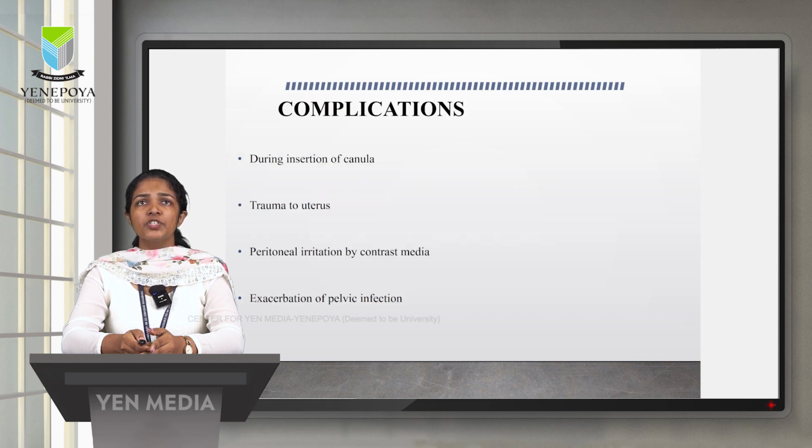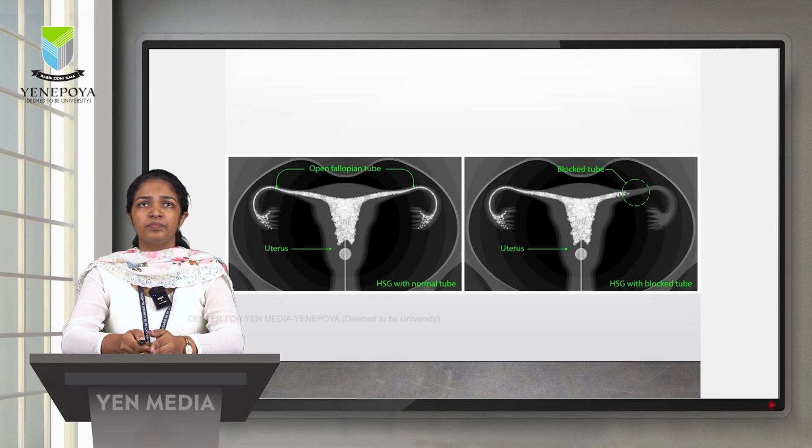Coming to the complications of this HSG procedure, during the insertion of the cannula the patient might feel severe pain, and it can also cause trauma to the uterus, peritoneal irritation due to the injection of contrast media, and exacerbation of pelvic infection.